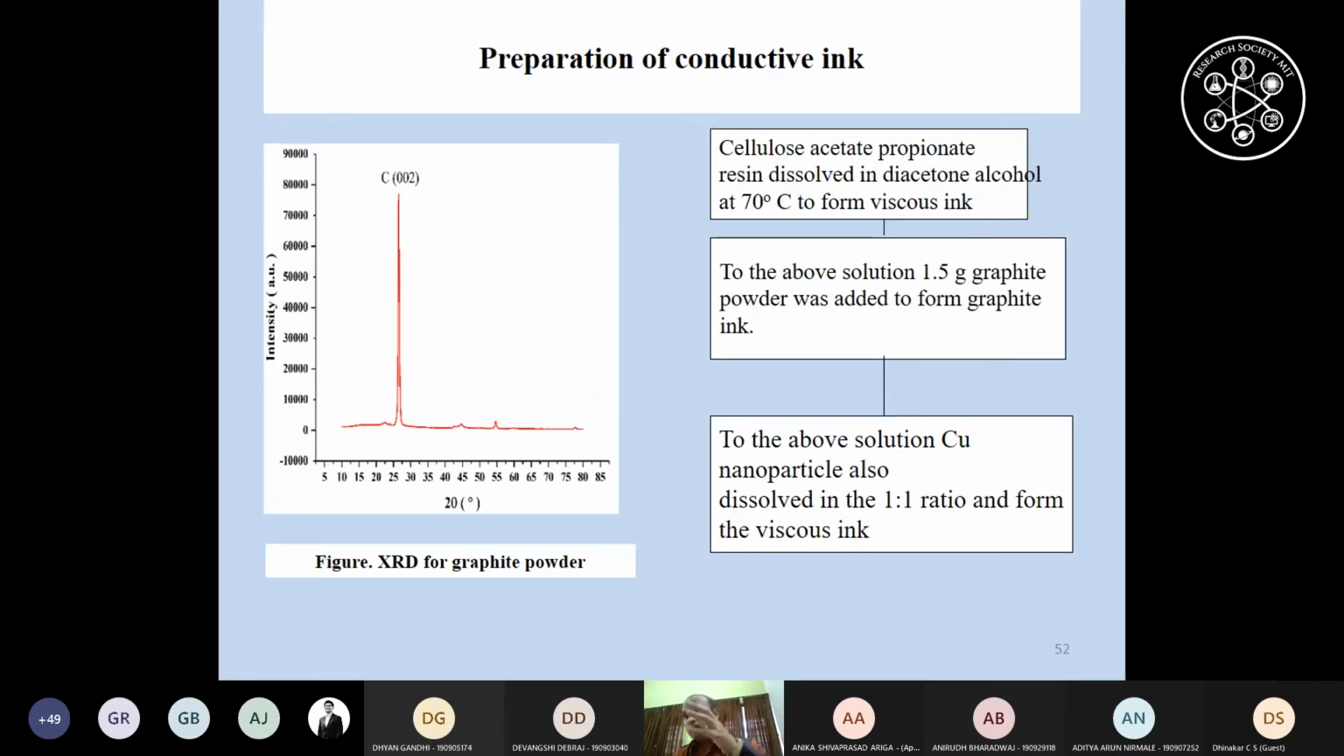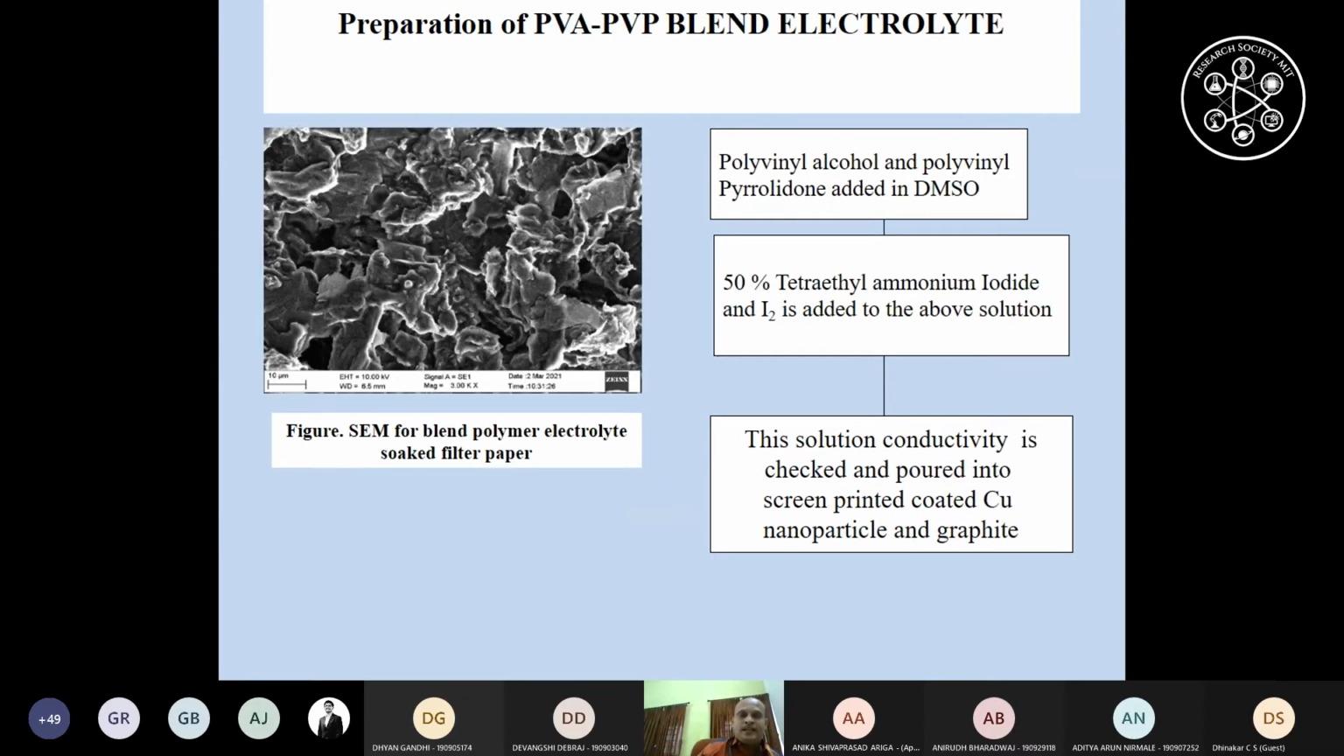And of course, here the copper nanoparticles we mix with the cellulose acetate propionate, as well as the graphite powder and diacetone alcohol, and we prepare the ink. The conducting metal oxide ink we have prepared, and we went for the screen printing method, right? So this is a blend polymer electrolyte. Already we have discussed the corresponding morphology.